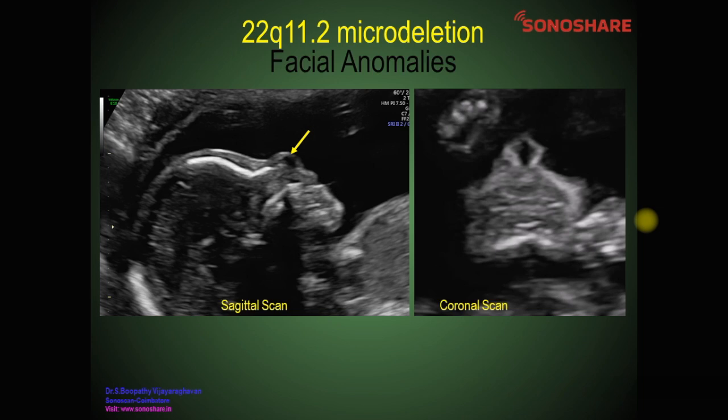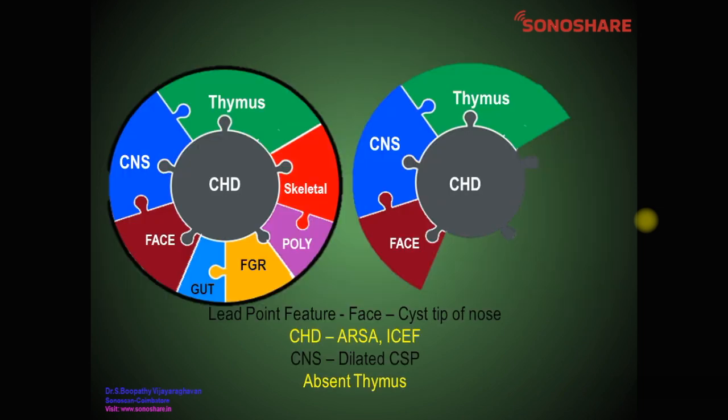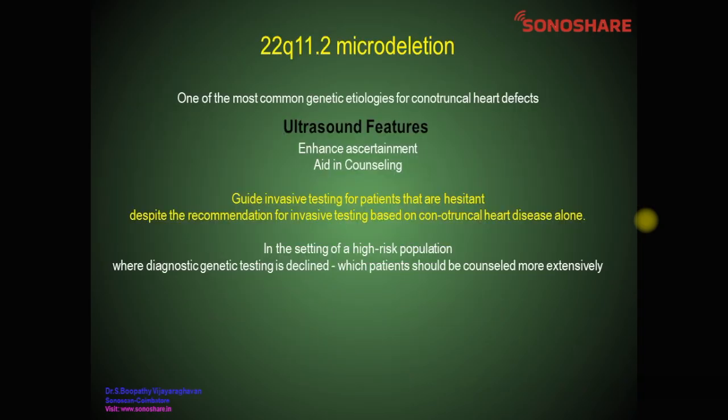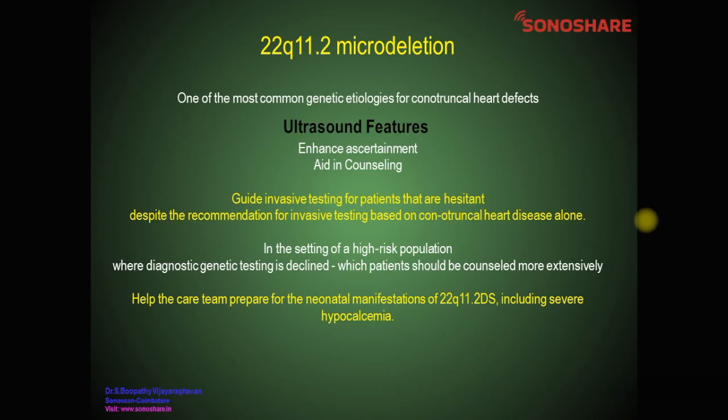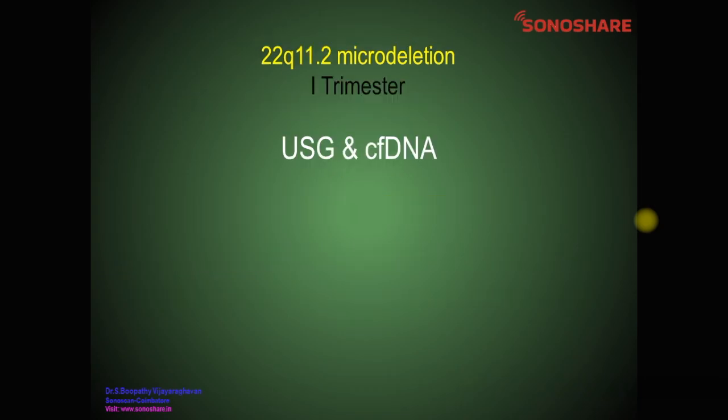Now this is the sagittal. 4 markers of the syndrome are present in this fetus, and as dependent on the ultrasound features in the fetus. Again the ultrasound features and or cell-free DNA is positive for this condition. Both are only positive screening results.